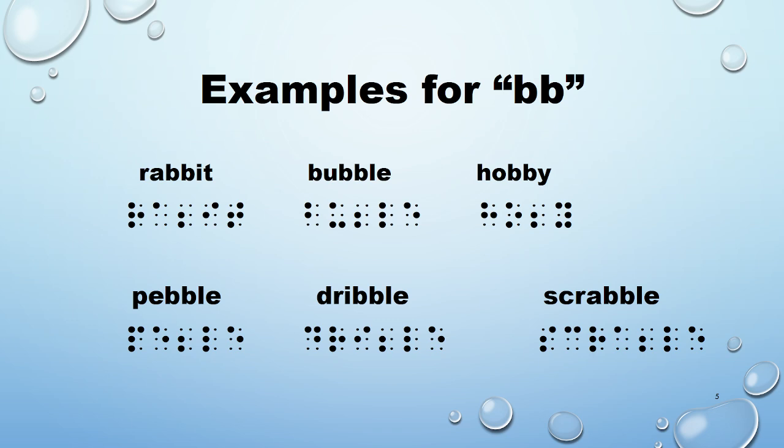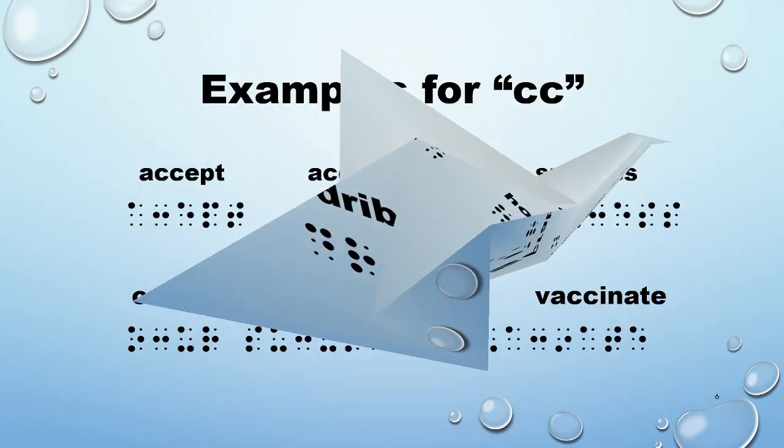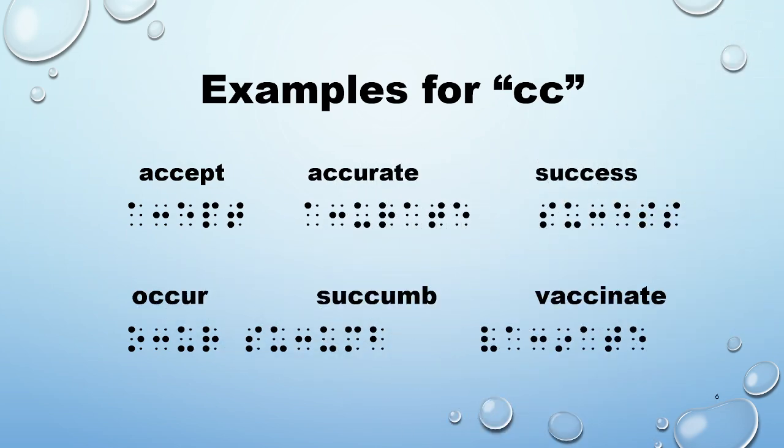Next we have pebble. So again, we have two letter B's in the middle of the word pebble. We have dribble, same thing, two letter B's. And lastly, we have the word Scrabble. Next, let's have the examples for lower C or CC. So we have accept, spelled as ACCEPT. So we can contract lower C or CC in the middle of the word accept.